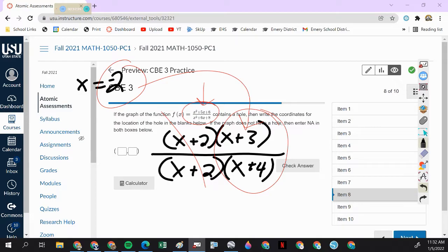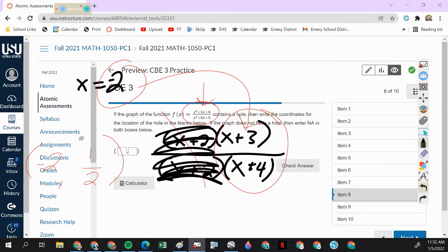So negative 2 plus 3 is 1. And negative 2 plus 4 is 2. So the hole is found at negative 2 comma 1/2. So it's really easy. Find the x coordinate of the hole, and then plug that x value into the equation where the hole has been removed. And that will give you the y coordinate of the hole.